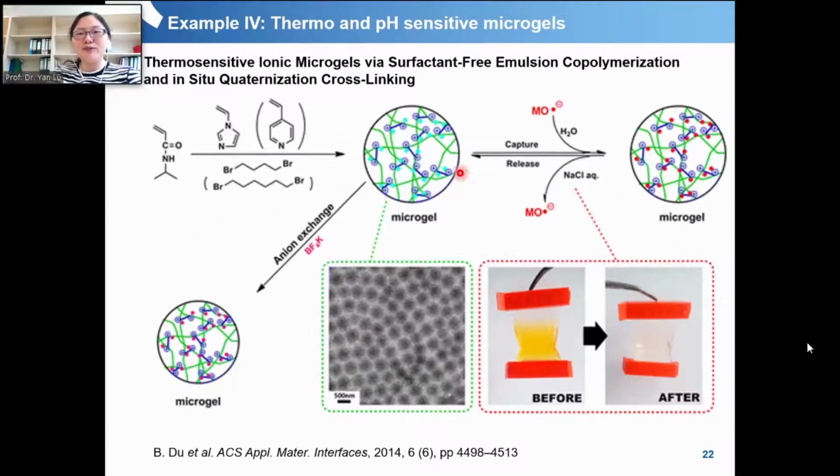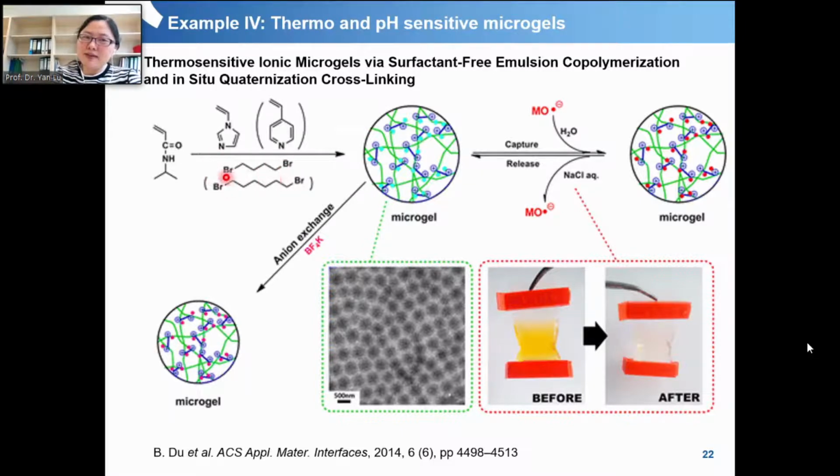And I'll give you one example of what we can do, with such kind of both temperature as well as ion or pH sensitive material. In this group, they also use NIPAM, and the comonomer they use is phenylimidazole. What is interesting is that they are using this bromide as their cross-linker.